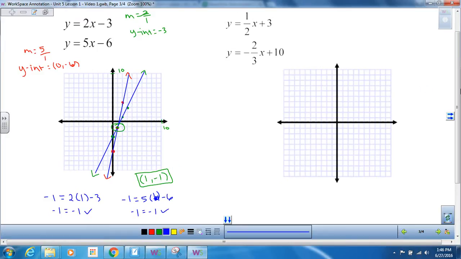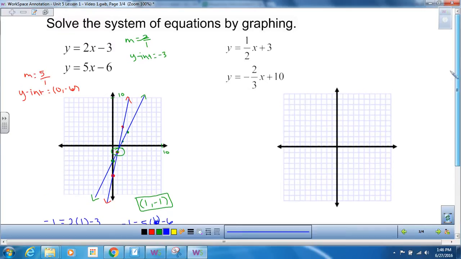All right, it'll be a good time for you to pause and do the next one on your own, and then play it to check that you did it right. Okay, my slope for the first line is 1/2. My y-intercept is 3. So I start at 3, I go up 1, right 2.